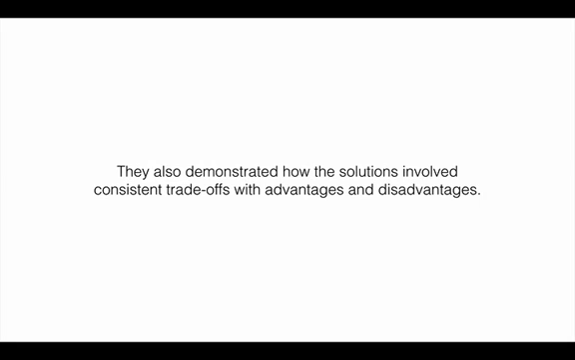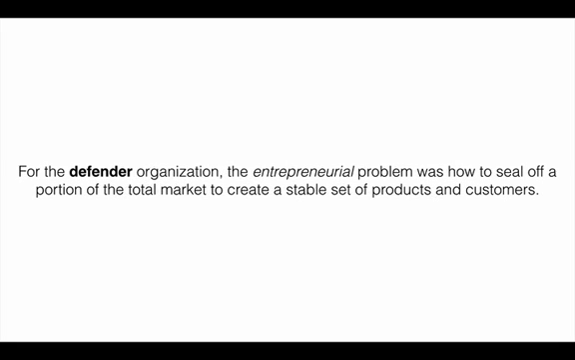Miles and Snow detail how problems were solved for 3 of these organizational types. They also demonstrate how the solutions involve consistent trade-offs with advantages and disadvantages. And they were very clear that these decisions were possible because of the way conflict was managed.